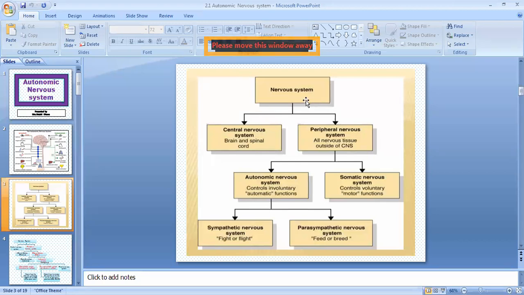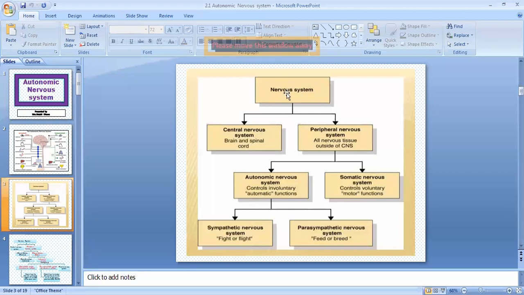Now, this system is divided into two types: central nervous system and peripheral nervous system. What do we mean by central nervous system? The central nervous system consists of the brain and spinal cord. So it involves the main organs which give the response, that is, the brain and the spinal cord, whereas the peripheral nervous system consists of all the nerves which are outside the brain and spinal cord.